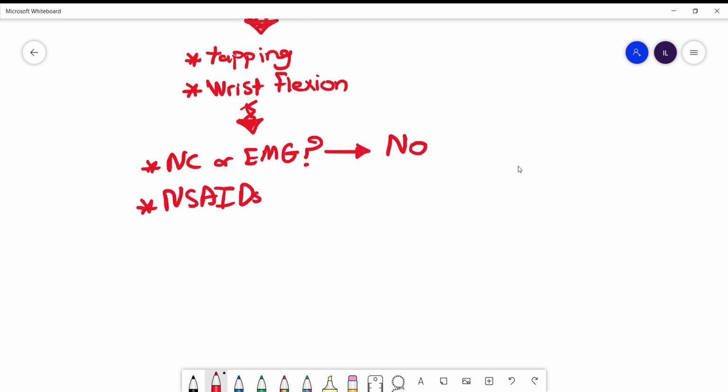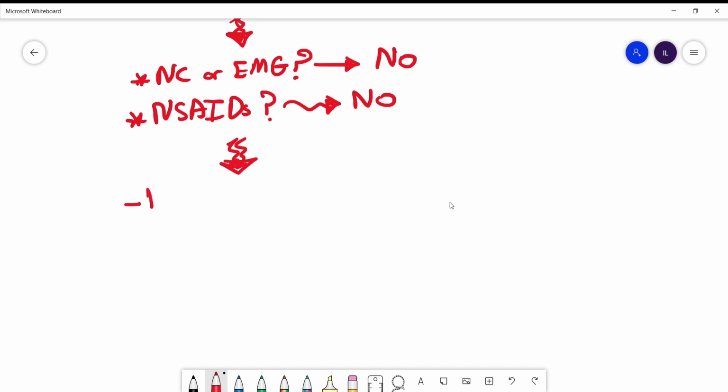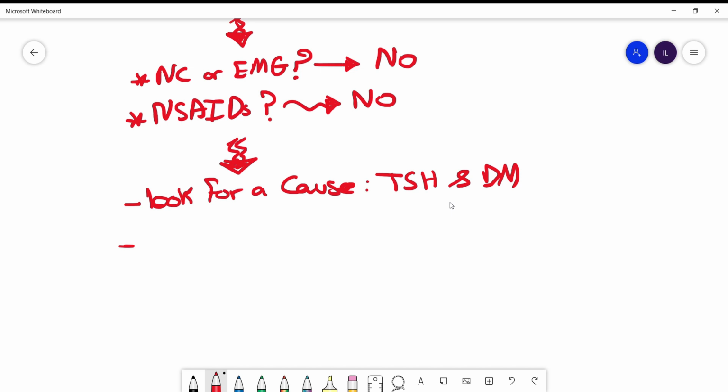Now, one important thing to know about carpal tunnel syndrome, NSAIDs don't work in these patients. There is no proof that they work. So don't pick this answer nor prescribe it to your patients. Then how do you manage? You need to look for the cause. The usual associations or causes are diabetes and hypothyroidism, which if you control better, you will have better symptom control of the wrist as well.